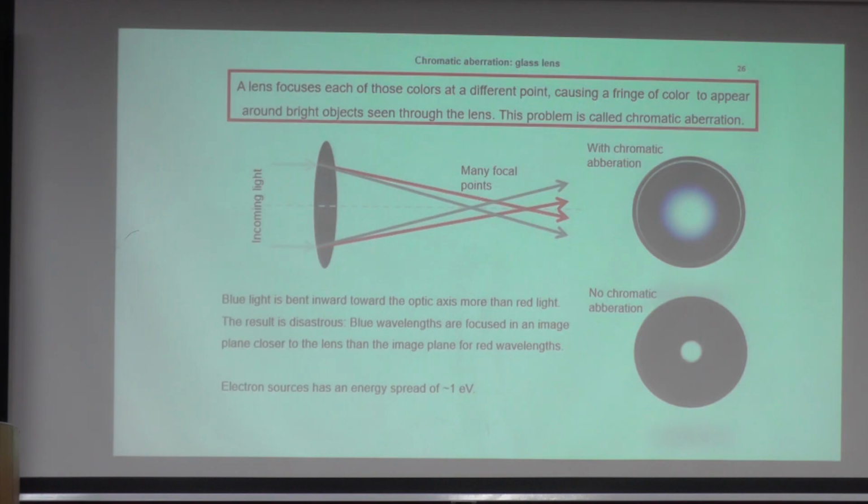And if you don't have the chromatic aberration, then our image appears like a hole here. The problem with electron sources is that they have an energy spread, like 1 eV, sometimes more, sometimes less. But this also brings the problem of chromatic aberration.